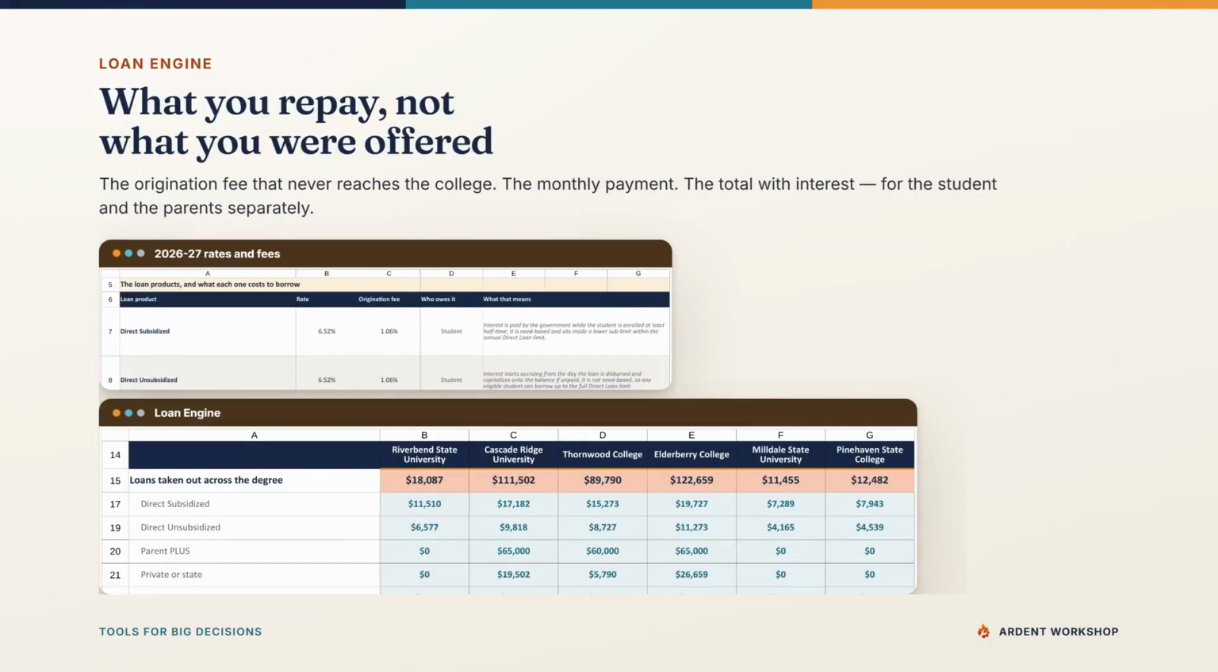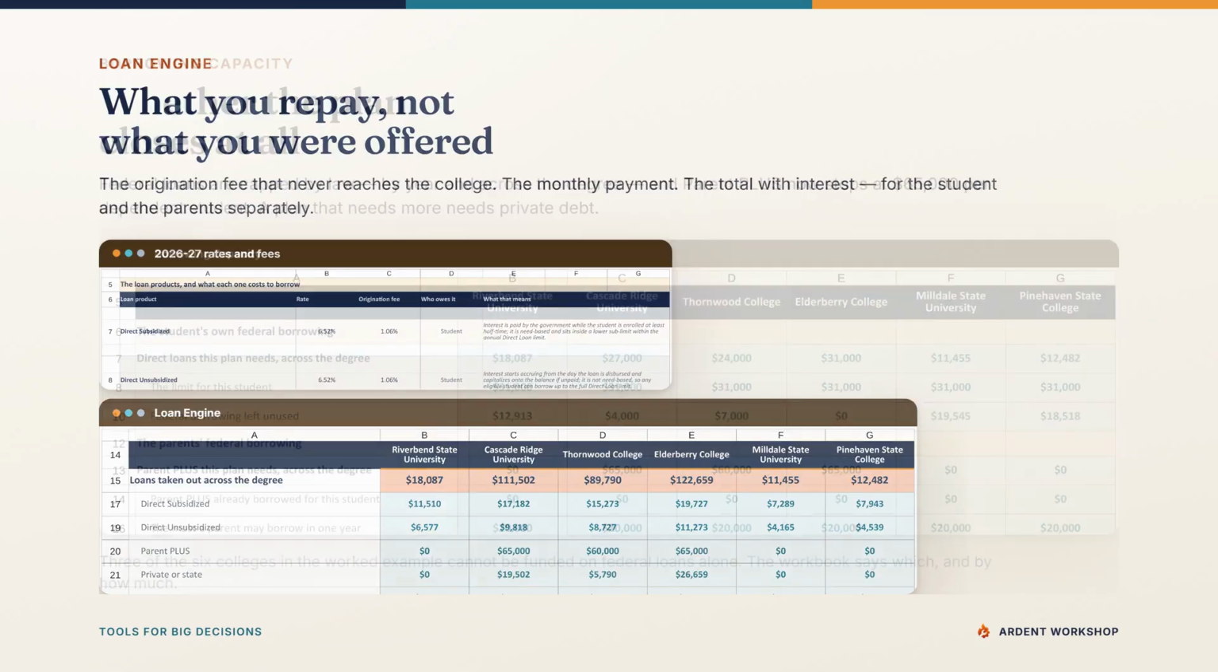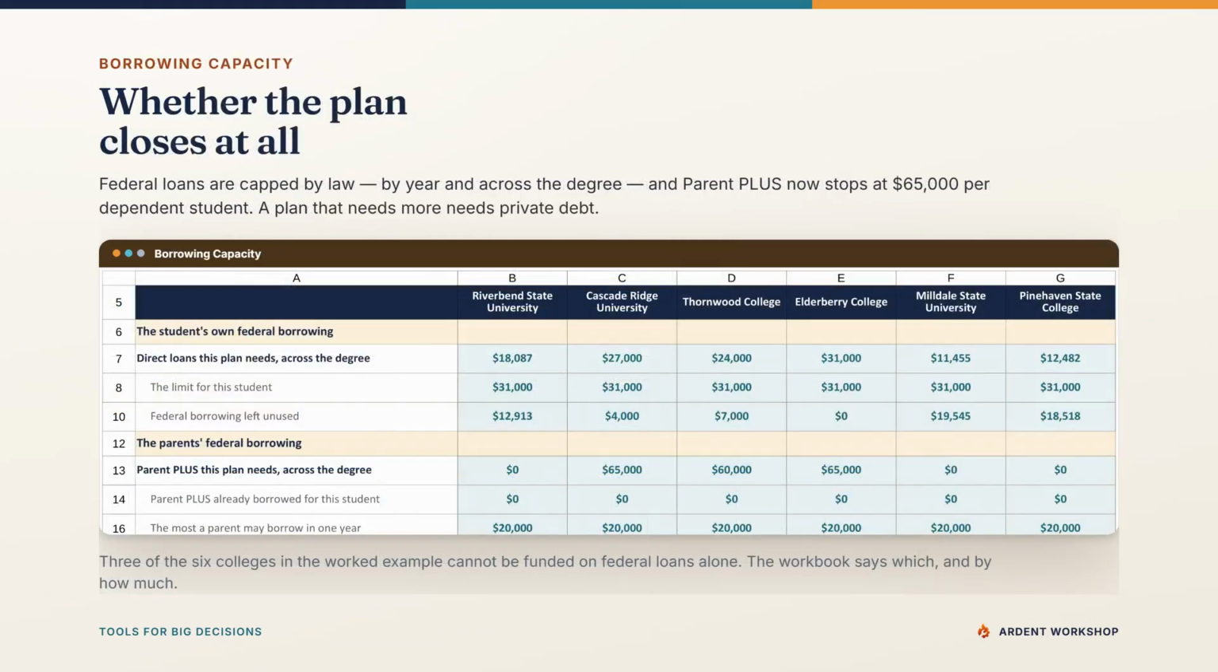Every loan in the plan gets priced. The origination fee that comes off before the money reaches the college. The monthly payment, the total with interest, for the student and for the parents separately, at the published rates for the coming award year. Federal loans are capped by law, by the year, and across the whole degree, and Parent Plus now has ceilings of its own.